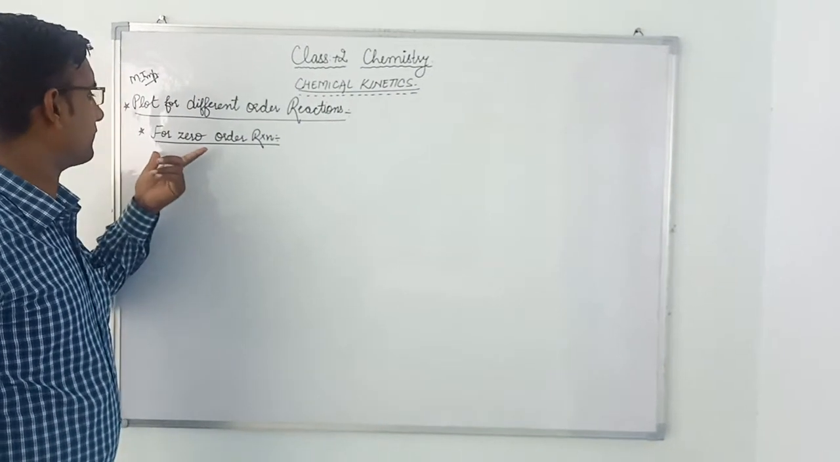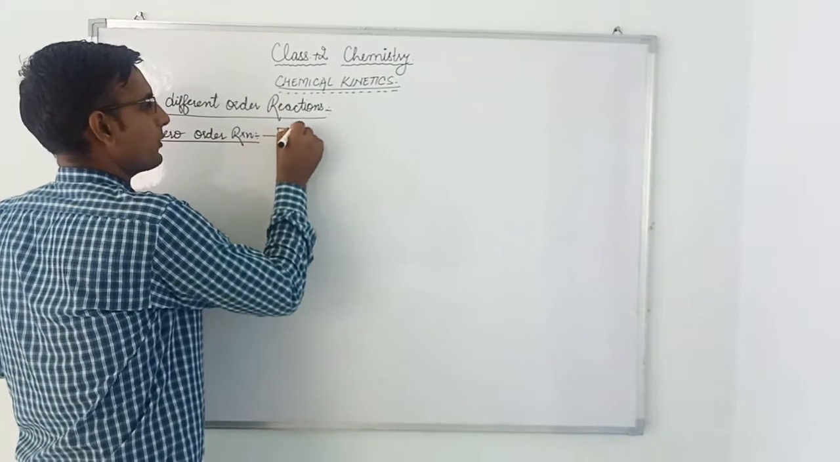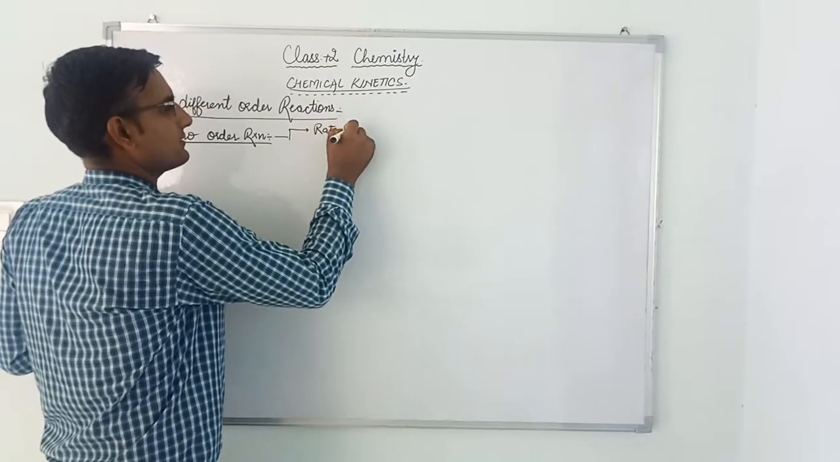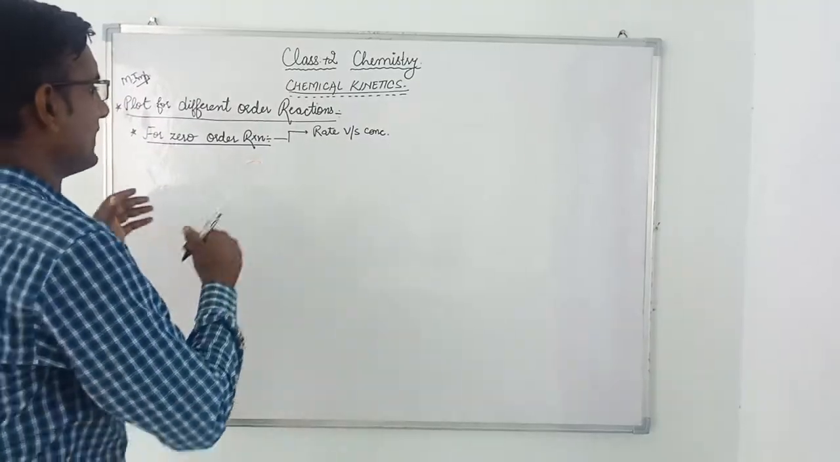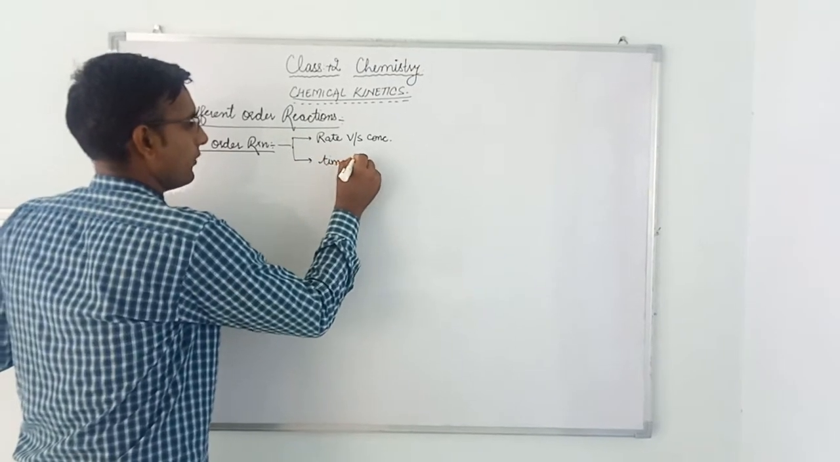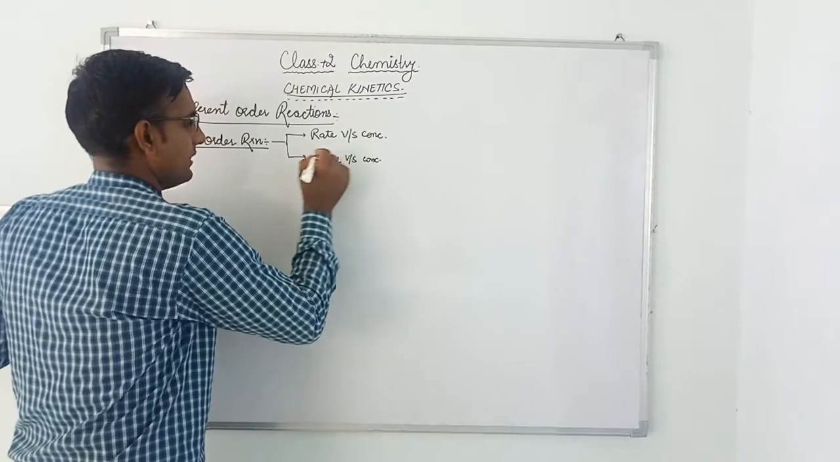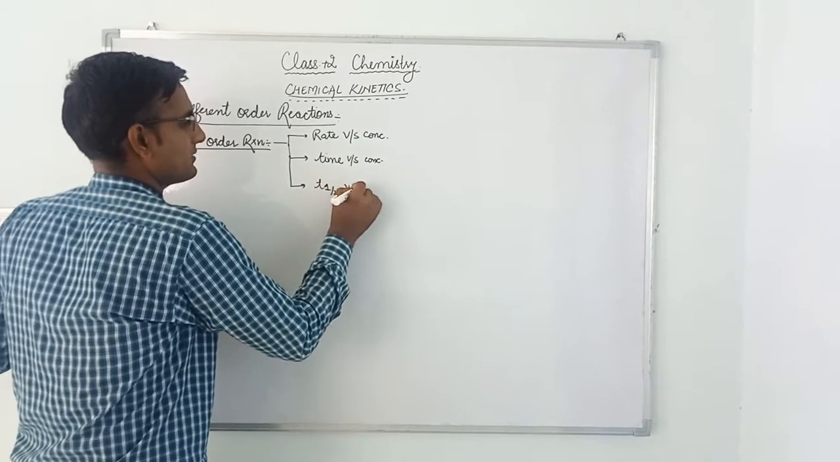Now come for the first, that is for zero order reaction. We are going to make three plots, that is rate versus concentration, second plot, that is time versus concentration, and third plot between t half-life versus concentration.